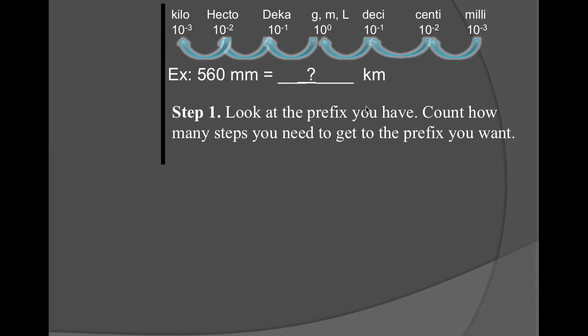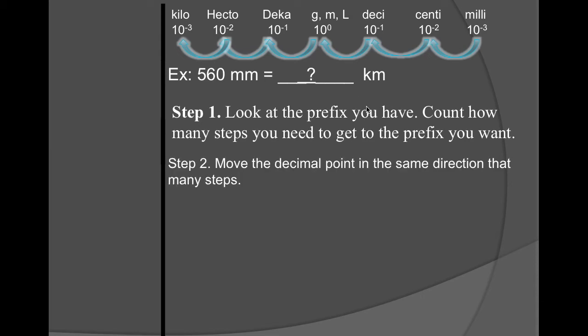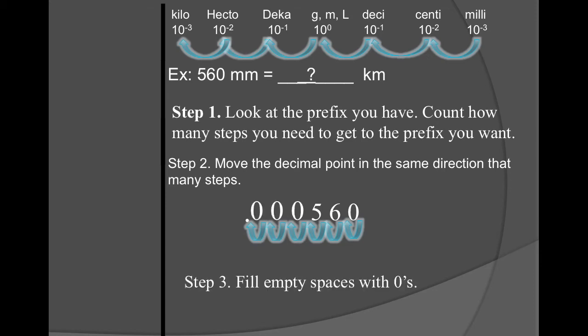So we are moving the decimal point 6 spaces to the left. If I can't see my decimal point in my number, we know it is always at the end on the right. So that's 1 space, 2, 3, 4, 5, 6, and you put your decimal point there. Fill the empty spaces with zeros, and your new answer is that 560 milliliters is equivalent to 0.00056 kilometers. Okay, go ahead and pause this and try to find the conversion.